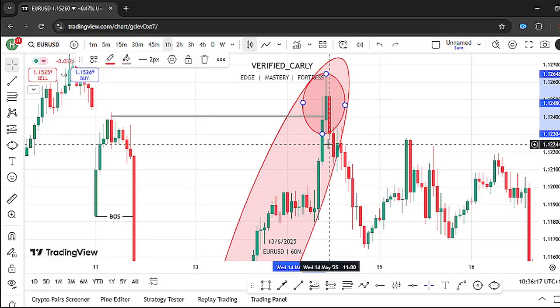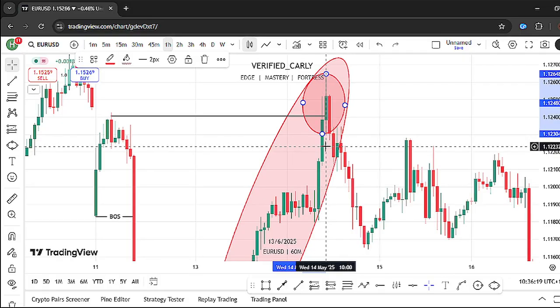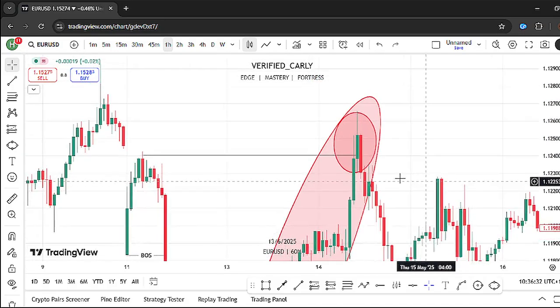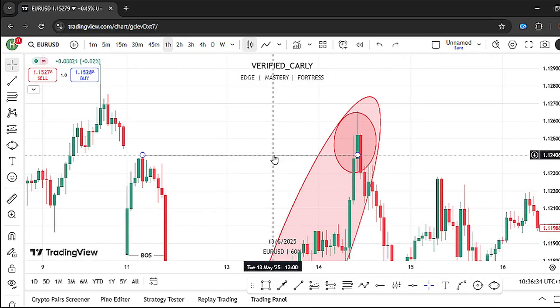Either it breaks with the body of a candle, or if it breaks with a wick, the next candle that follows it should be longer. It should not reverse and come down. It should be longer than the previous one. So this is a valid break of structure.